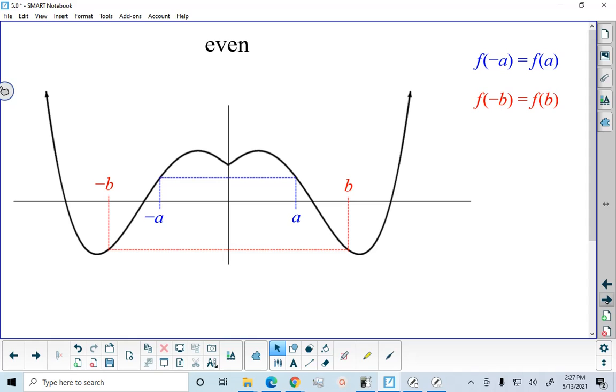Well, I mean, I could go on and I could pick a million other points and demonstrate that to you, but what we say in general then for the graph is that f of negative x gives you the same thing as f of positive x. And that's the definition of a function that's even.